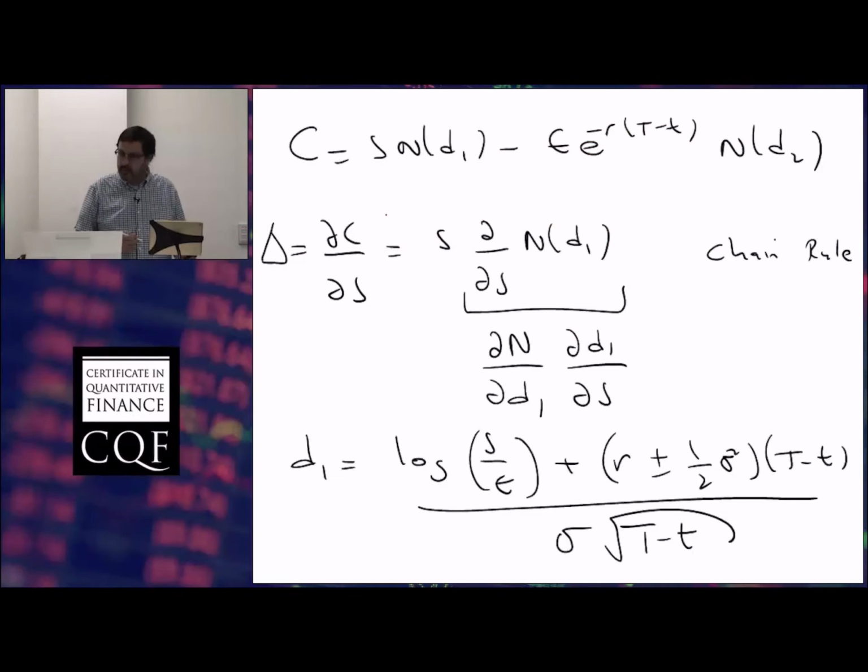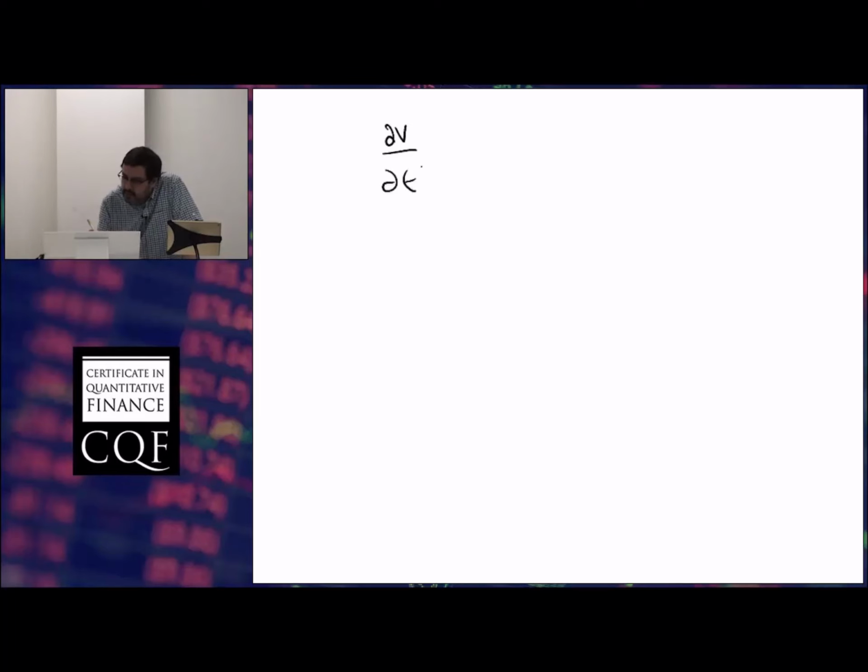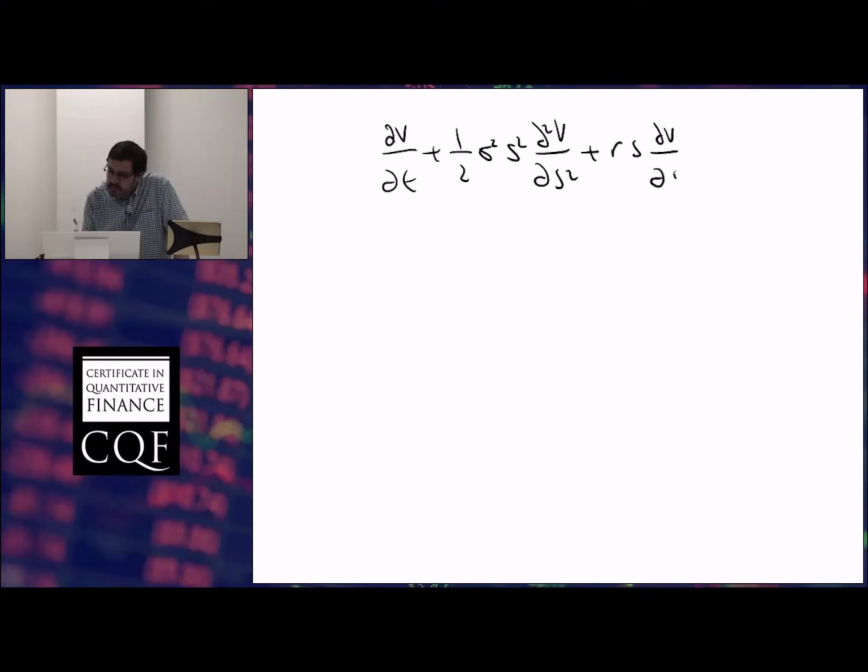This is something that's done quite frequently. Rather than solve the Black-Scholes equation and then try and get sensitivities from there, what we do is the following. Take the Black-Scholes equation. So here's the Black-Scholes equation: dV/dt plus a half sigma squared S squared d squared V by dS squared plus rS dV by dS minus rV is equal to 0. I'm going to differentiate this like this.